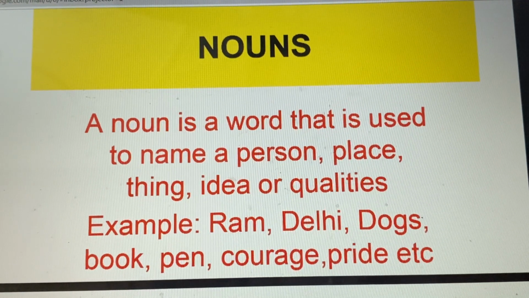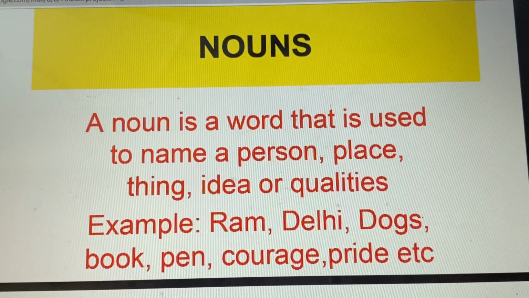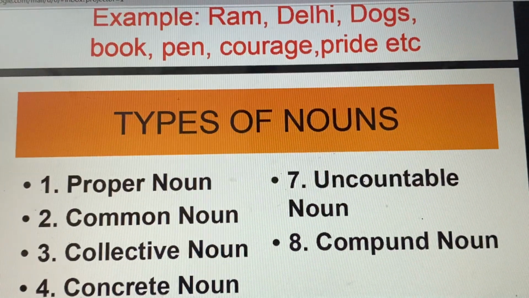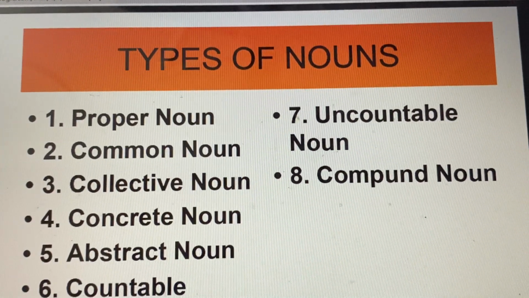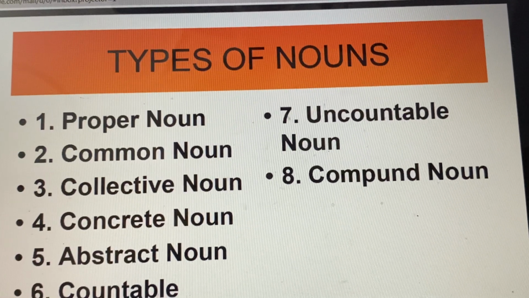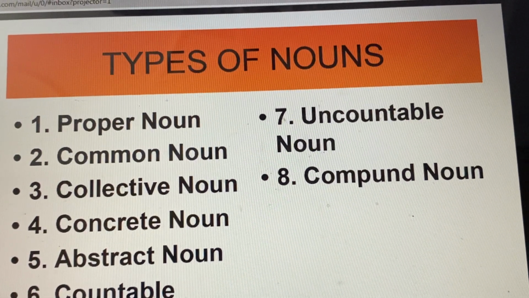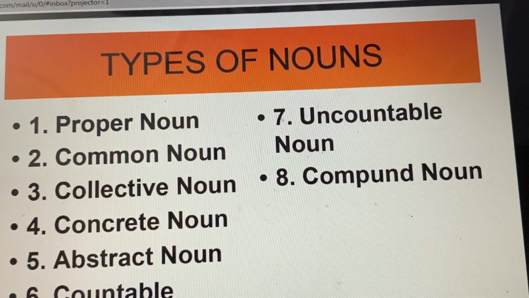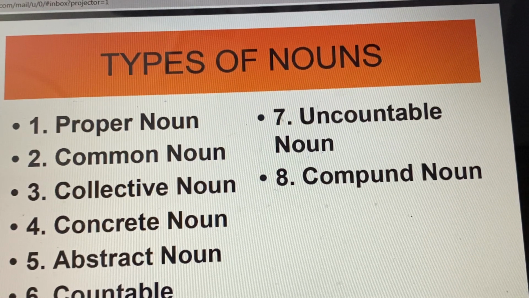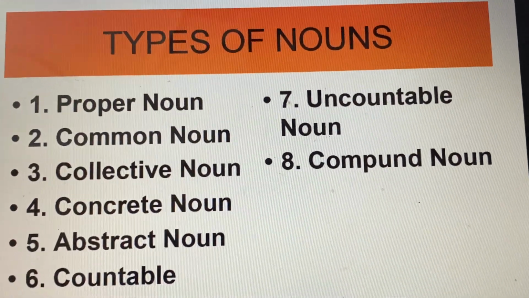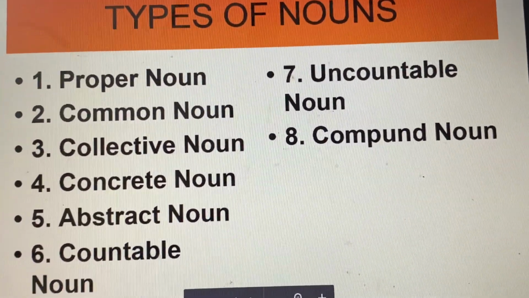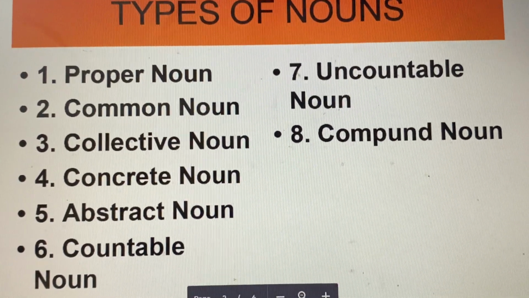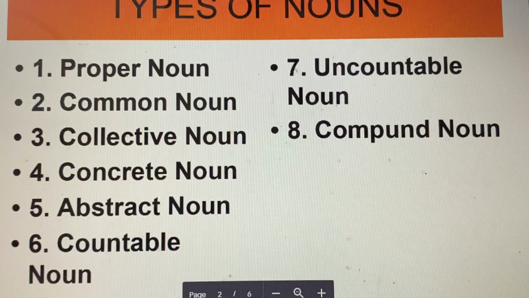Now let's talk about what the different types of noun are. There are 8 types of nouns. First is proper noun, common noun, collective noun, concrete noun, abstract noun, countable noun, uncountable noun and compound noun. Let's understand this in detail with the help of some examples.